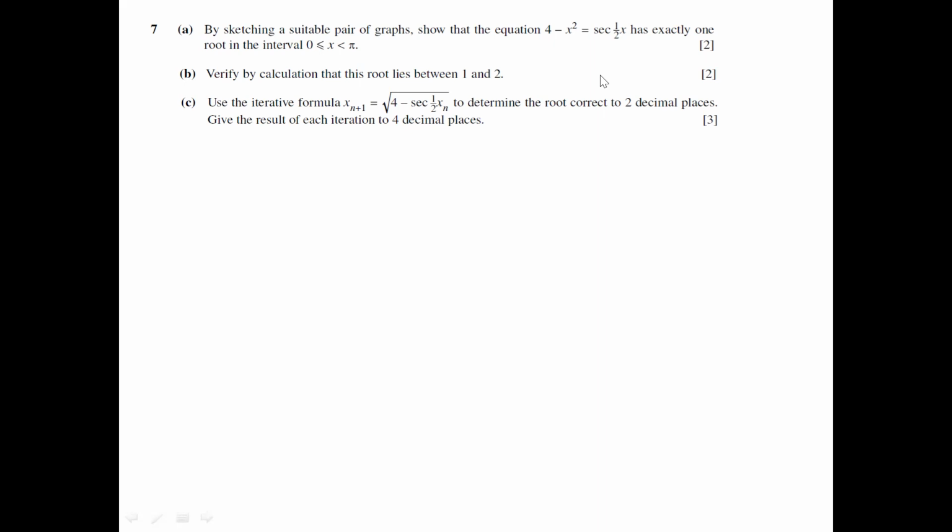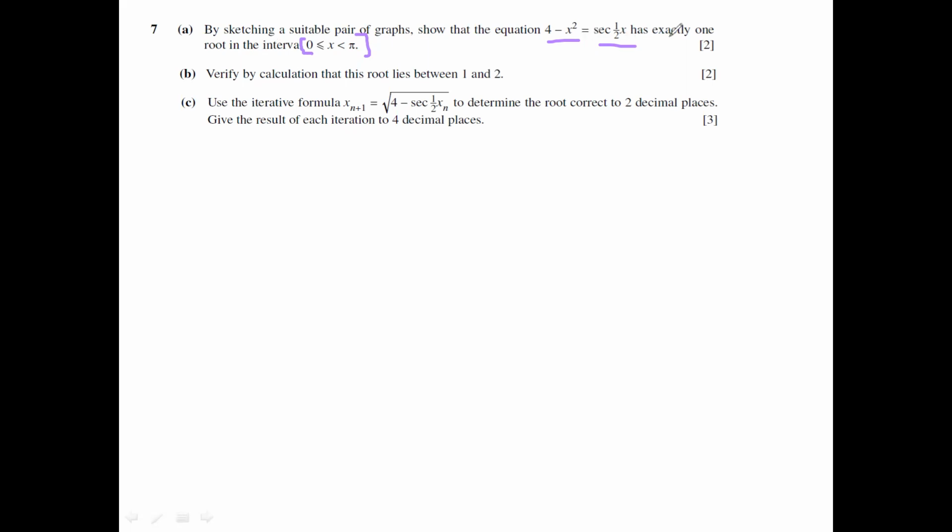Today in this video we will solve a question taken from the 9709/32 FM 22 paper. The question states that by sketching a suitable pair of graphs, which means we would have two graphs, show that the equation 4 minus x squared equals sec half x has exactly one root in the interval 0 to pi.